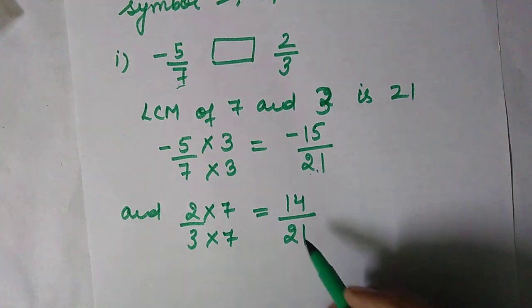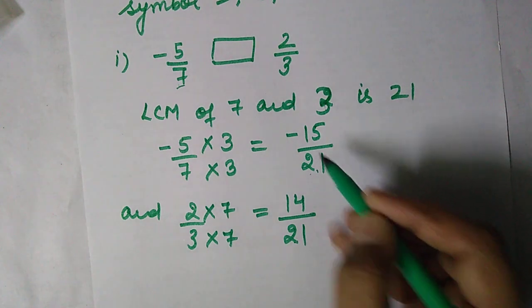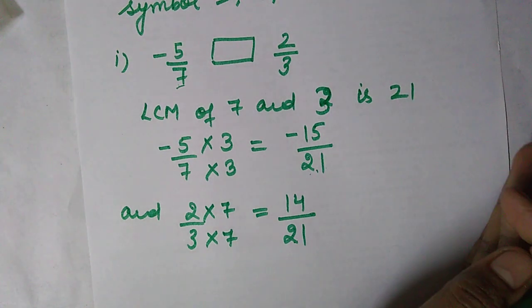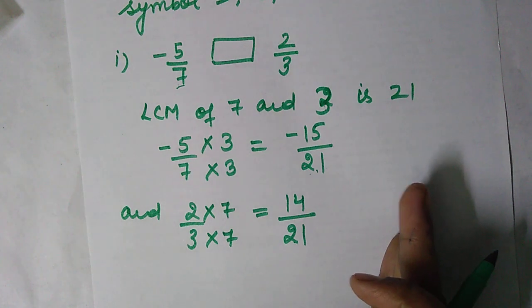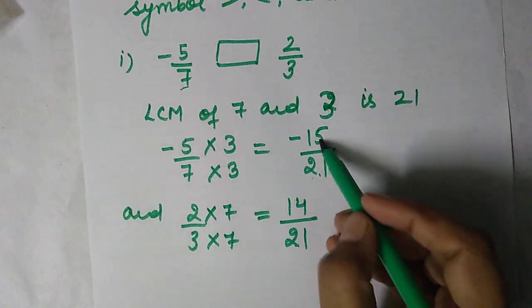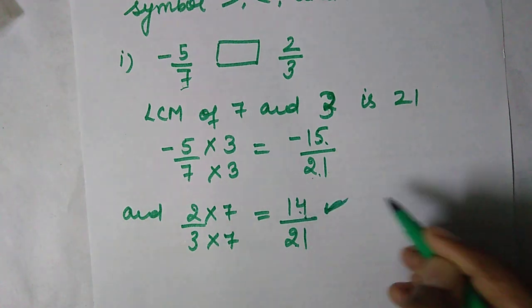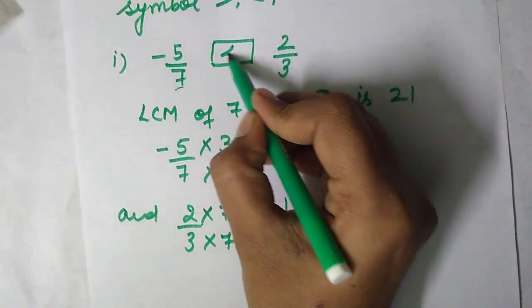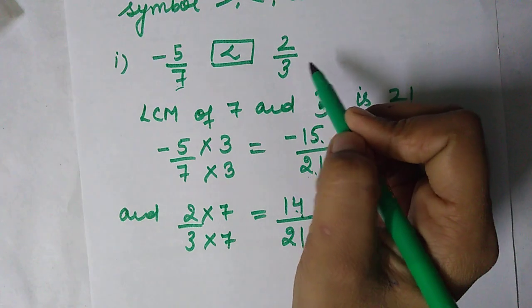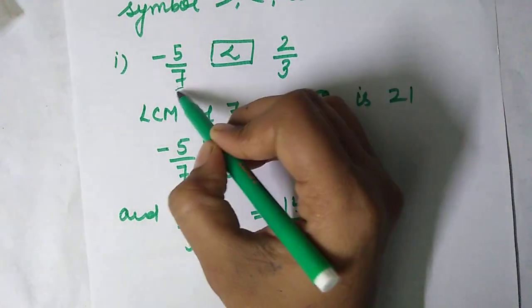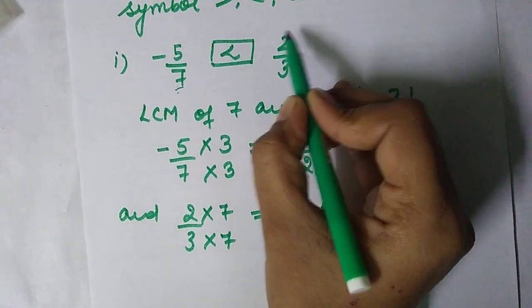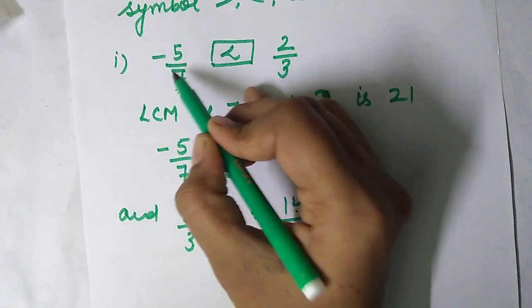Now as the denominators are the same, you can compare the numerators. The greater the numerator, the greater the number. So in this, which one is greater, minus 15 or 14? 14 is greater. So you can say that 2 by 3 is greater. Or you can easily answer this, because this is a negative number and this is a positive. Every positive number is greater than a negative.